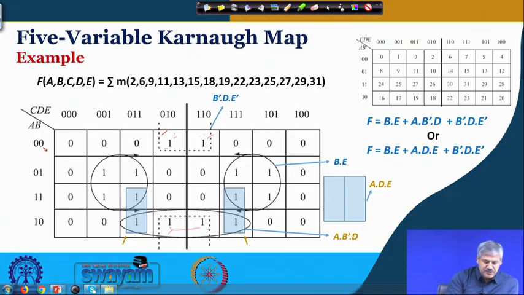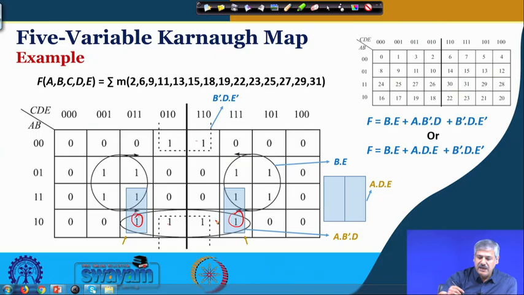B is remaining constant with a value 0, that will contribute to B prime, and D is remaining constant with 1, this is 1 in both places, and E is remaining constant with 0. So, B prime D E prime is the corresponding product term. Okay. Now, what is left? So, these 1, 2, 3, 4 and the other 4, plus 4, 8 are covered. What is left is this one and this one. These two ones are not yet covered.